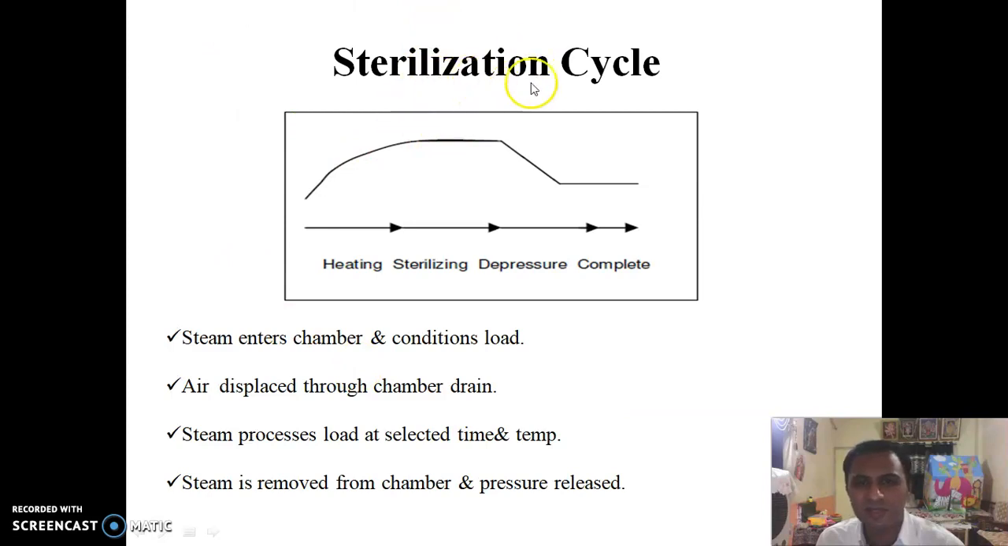Let's have a look at the basic sterilization cycle. What is going to happen? First, heating is going to take place. Then the main function occurs, the sterilization of the material. Then depressurize, release of pressure, and the cycle will complete. As steam enters the chamber, conditions are loaded, air is displaced through the chamber drain, steam processes the load at selected time and temperature, steam is removed from the chamber and pressure is released.